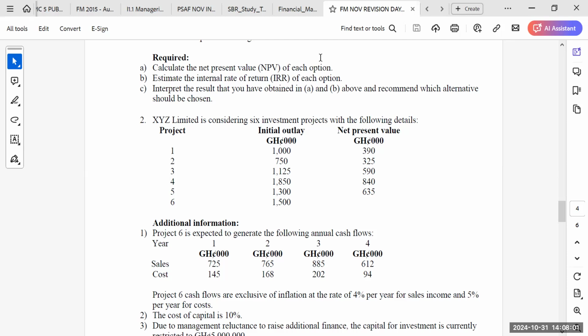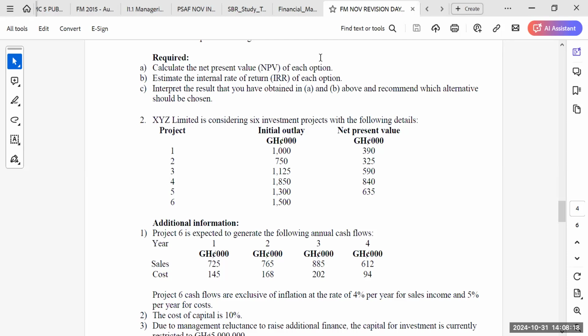Capital rationing, what we are talking about is that the entity does not have enough funds to undertake the project. We have about 5 projects, which are all profitable, but we don't have the required capital to do them. So it means that we are capital rationed. That is the meaning. We don't have the funds to undertake that.